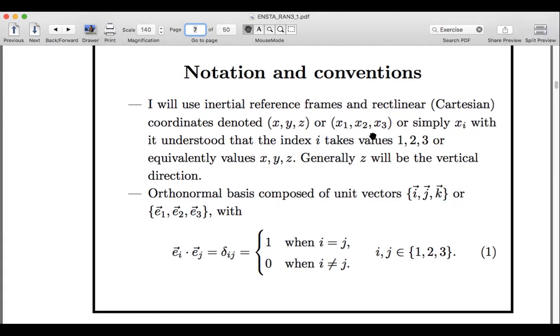But I prefer X1, X2, X3. And the reason is that this allows me to pass more easily to tensor notation, in which I would write the components of a vector just as xi, where the i is an index that can take a value from 1 to 3. Or if you like, you can think of the index as taking the values x, y, and z.